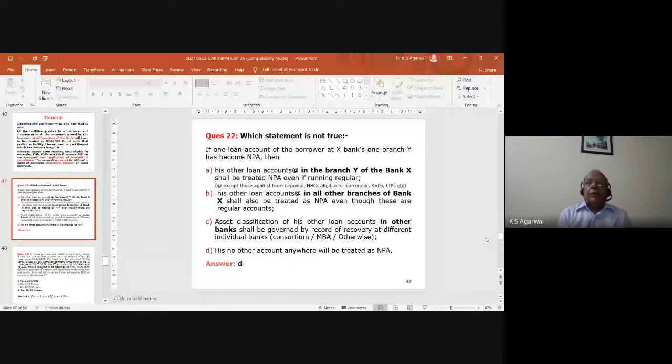This is correct. Because if my account becomes NPA at PNB, the account with SBI will not necessarily become NPA. This percolation is applicable to one bank only, but all branches of one bank. For other banks, the percolation will not apply. His no other account anywhere will be treated as NPA. Now this is incorrect, because his other accounts in other branches of the same bank will be treated as NPA. So answer will be D.